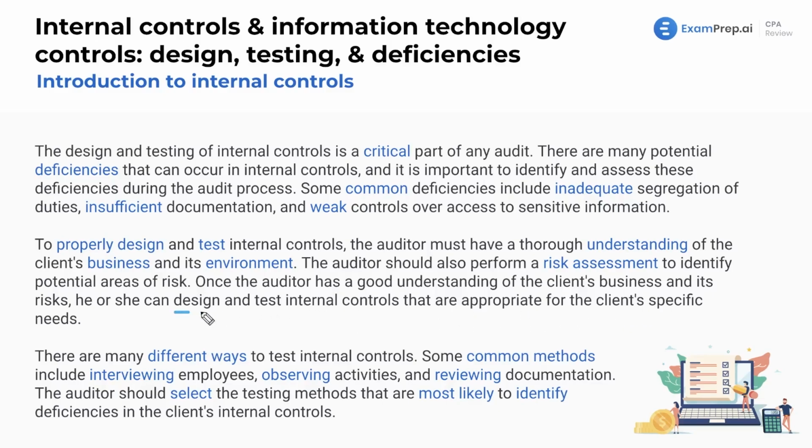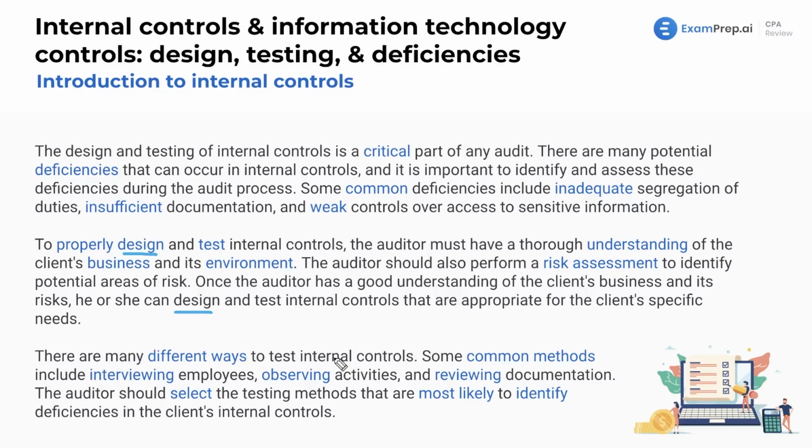Now, when we say design here, it says design a few times. We're talking about the tests of internal controls. So just avoid any confusion. We are designing tests of controls. We're not designing the internal controls for the client. We're designing the tests of controls, and then we are testing those internal controls using the tests of controls, which we talk about in audit risk. We talk about that throughout the entire exam.